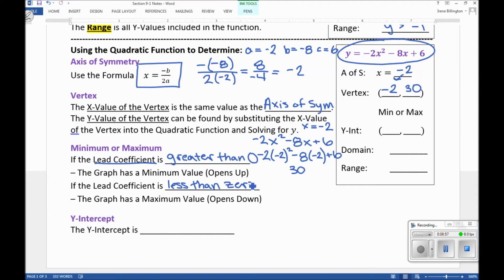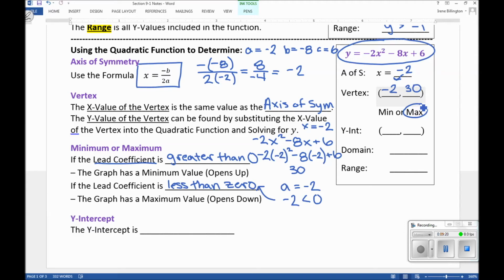So let's figure this out for our example here. Our a value was -2, my lead coefficient. -2 is less than 0. So because it is less than 0, that means this parabola is going to have a maximum value at its vertex.